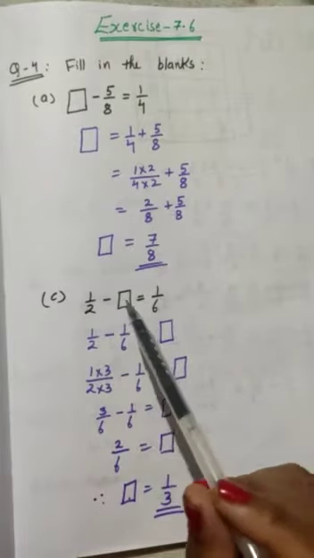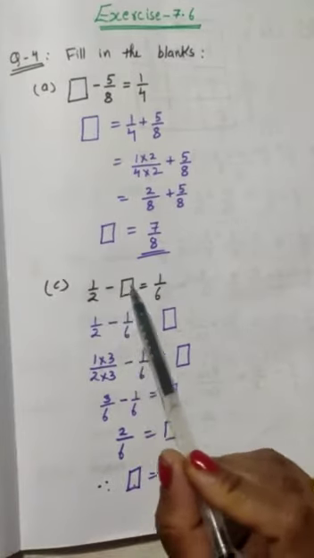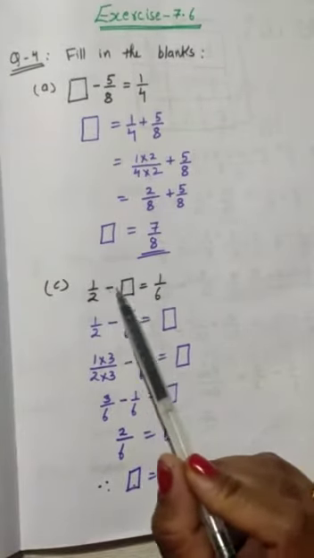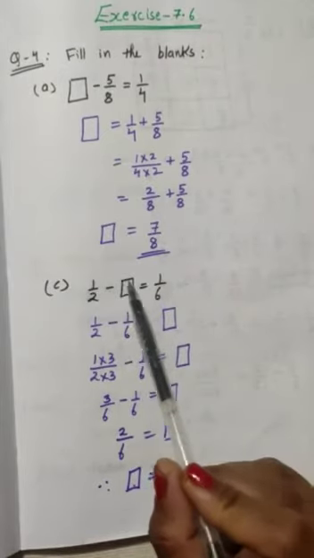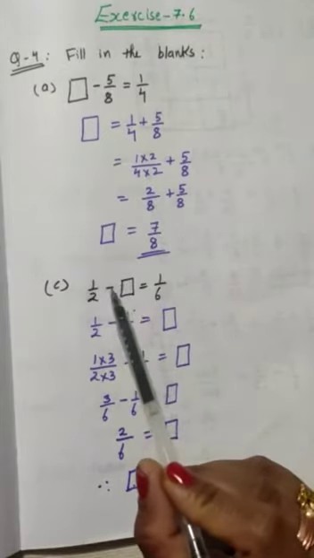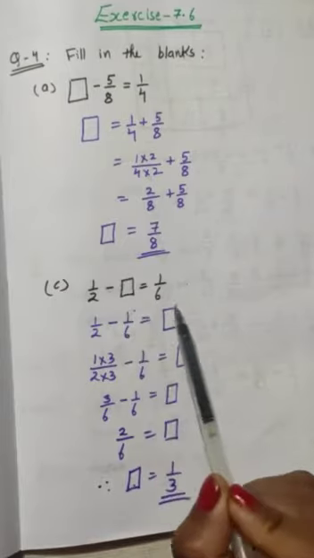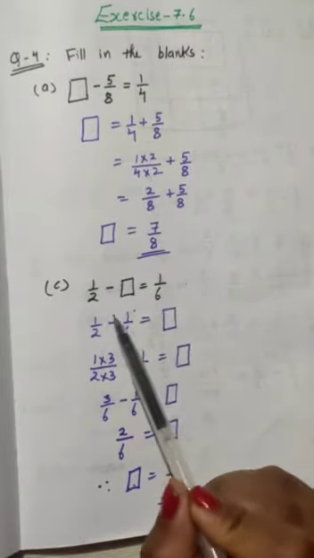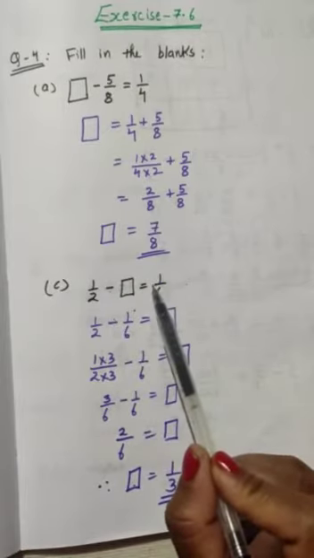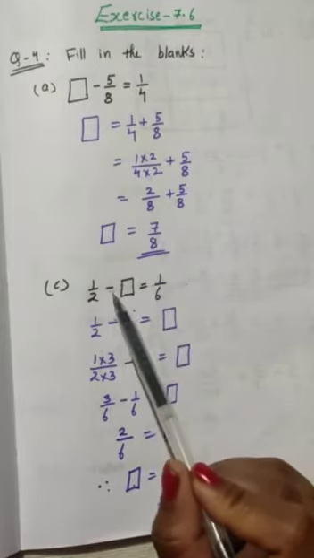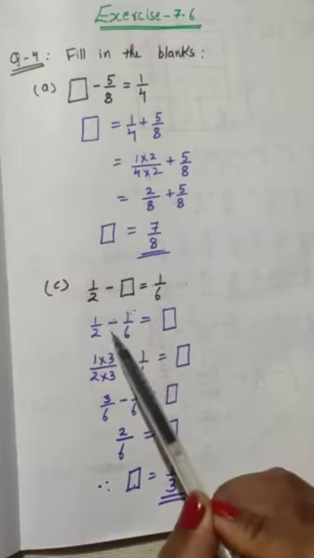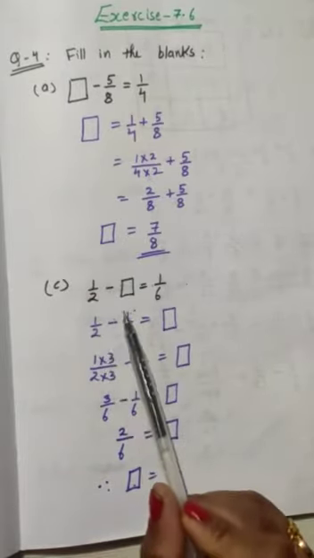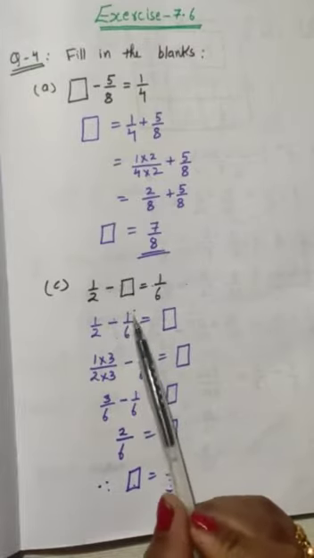The third one I'm doing, in which this time you have to shift the box. Because the box has a minus sign before it, you can shift the box to RHS so that it will become positive. So minus box will become plus box, and the 1/6 here will go to LHS. And since it was plus 1 by 6, when it changes the side, it will become minus 1/6. Now you have the question as 1/2 minus 1/6. So you have to solve this.